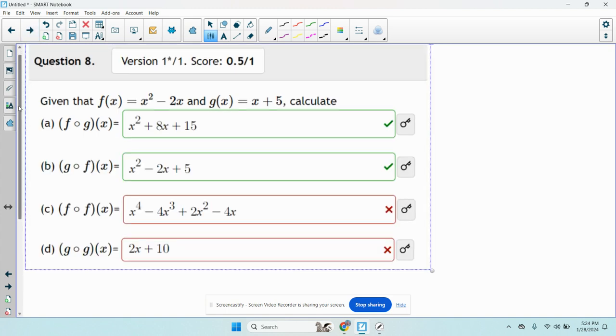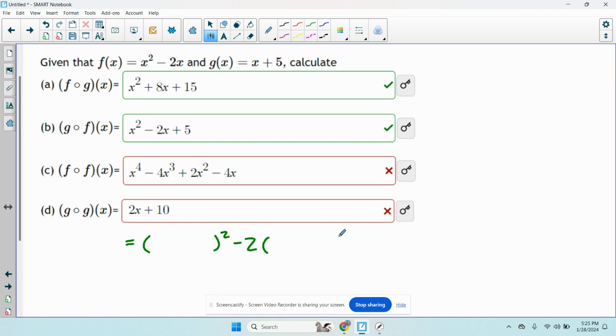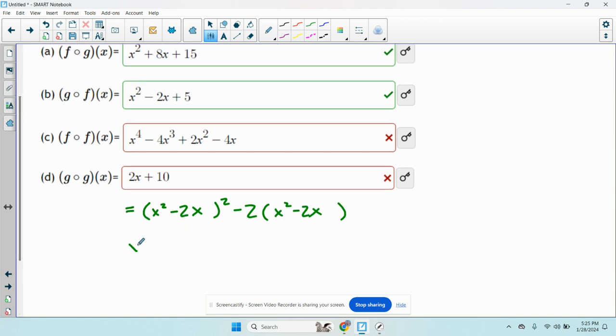Same idea here. F composed with f of x is rewrite f, but replace the x's with open parentheses, x squared minus 2x. In the parentheses, write x squared minus 2x, x squared minus 2x. When you FOIL this, you get x to the fourth minus 4x cubed plus 4x squared minus 2x squared plus 4x. Looks like you get the same thing, except this should be positive. Might have been a small mistake.